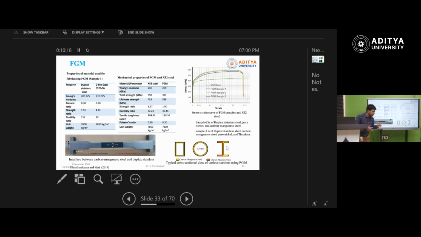So with these, based on the functional requirement, we can choose different materials, fabricate them by using the wire arc additive manufacturing method, and then we can compare their performance. Once you get a higher performance, that material can be used for complex structures.